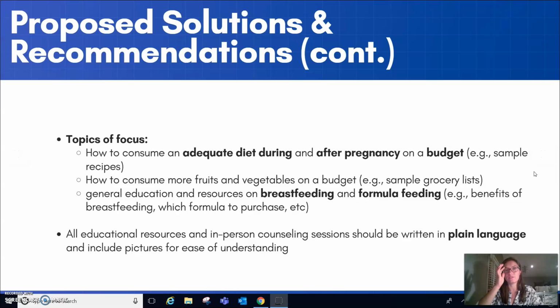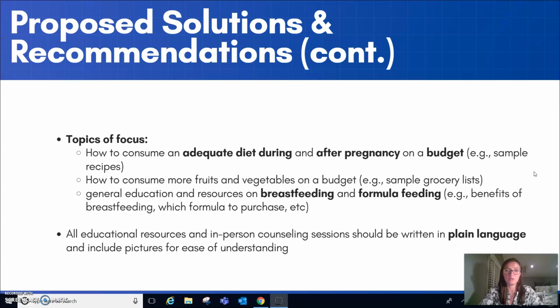The topics of focus for education and counseling sessions would be how to consume an adequate diet during and after pregnancy on a budget, of course, and we can do this by providing sample recipes. We can also focus on how to consume more fruits and vegetables specifically and on a budget, so by providing sample grocery lists, and then just providing general education and resources on breastfeeding and formula feeding. So we can talk about the benefits of breastfeeding, which formulas to purchase, etc.